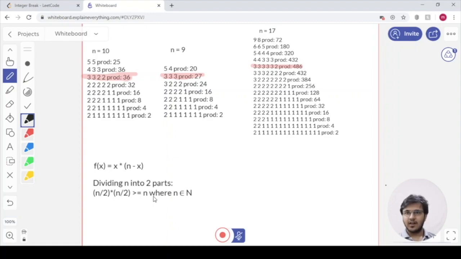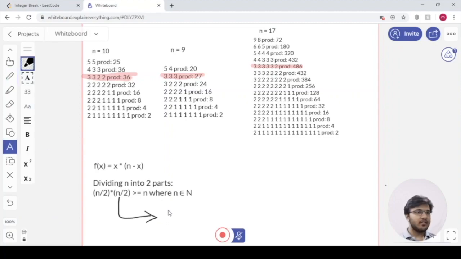The product of two halves will always be greater than or equal to n. You can verify this statement yourself. And for odd numbers, you can take the floor and ceiling value of the halves. For example, for 7, we can take the floor value of 3.5, that is 3, and the ceiling value of 3.5, that is 4. Let's simplify this expression a little bit. We can write this as n, and n can be cancelled because it is not equal to 0. So n is greater than or equal to 4 is the final expression.